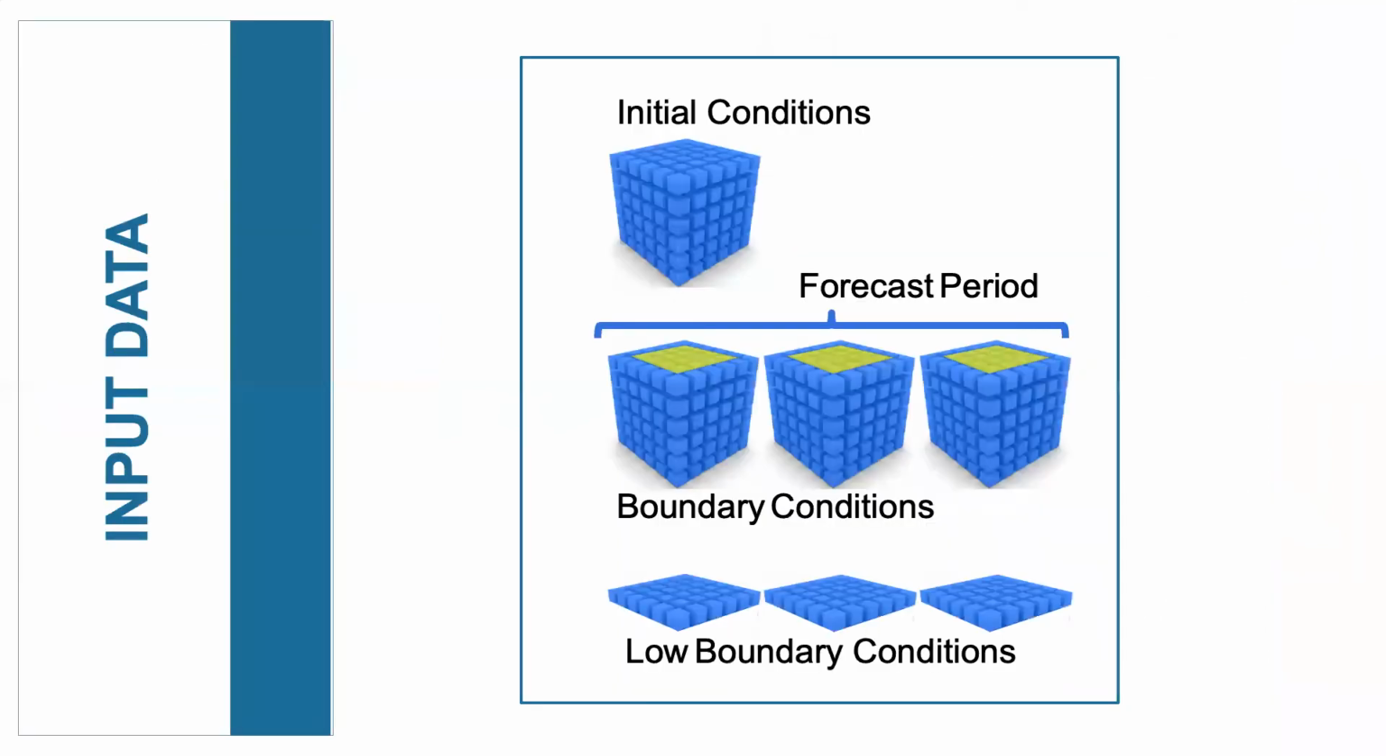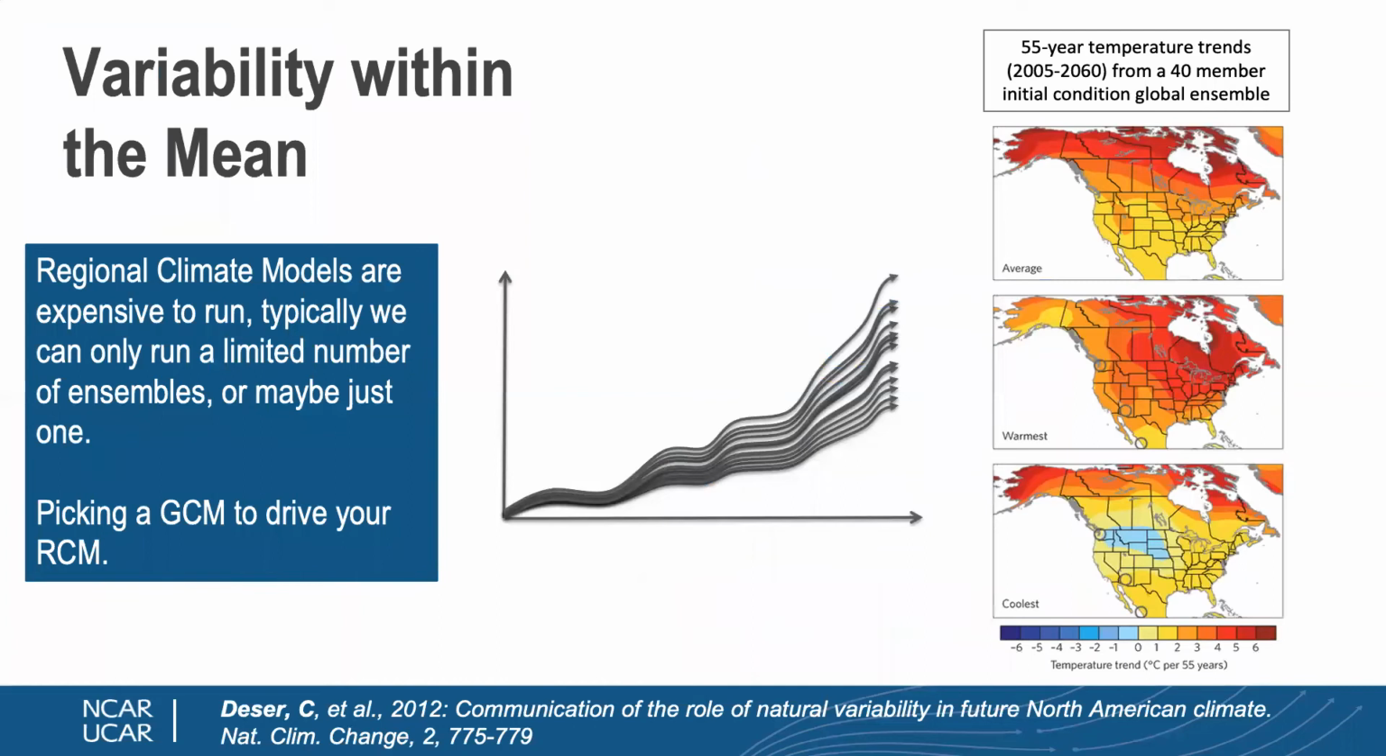Now we're going to look at input data. And remember, we need initial conditions, we need boundary conditions, and we need lower boundaries for our regional downscaling. And I'm specifically going to look at regional climate models and downscaling from there. Remember, I said in the beginning, our regional climate models typically are run over very long periods of time, and they also typically have ensemble members. So you could have a number of ensemble members to pick from to drive your RCM.